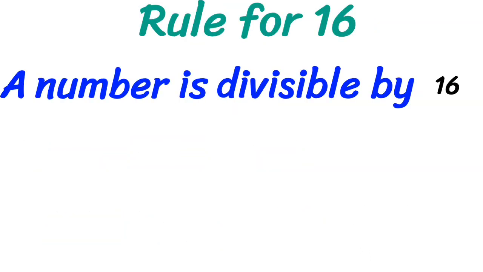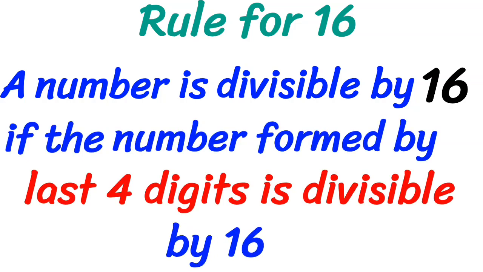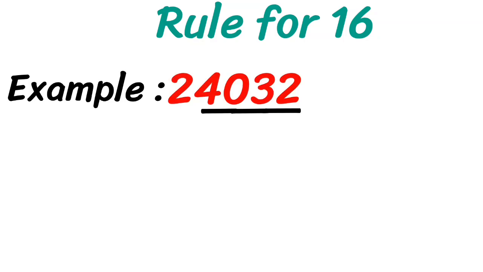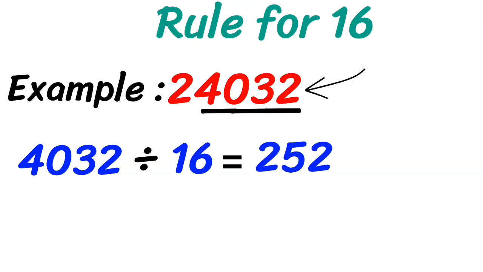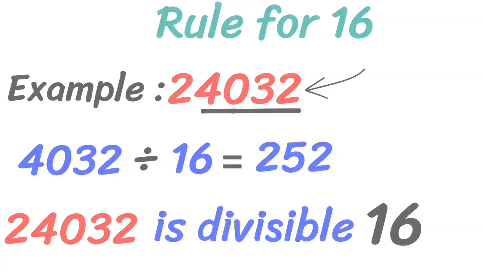Rule for 16. A number is divisible by 16 if the number formed by its last 4 digits is divisible by 16. Example, 24032. The last 4 digits are 4032, which are divisible by 16. So 24,032 is divisible by 16.